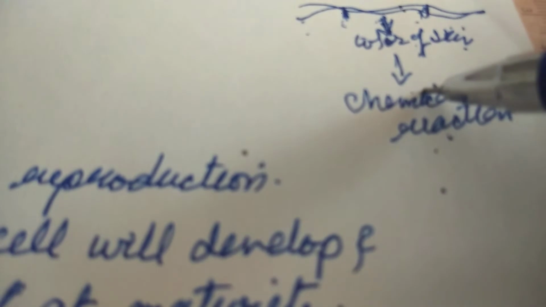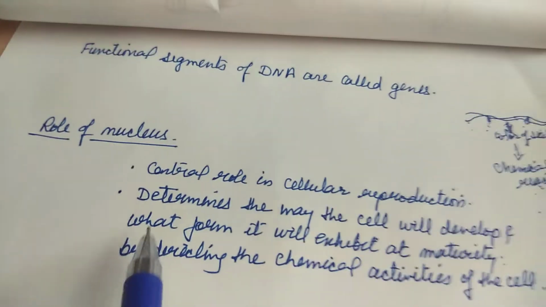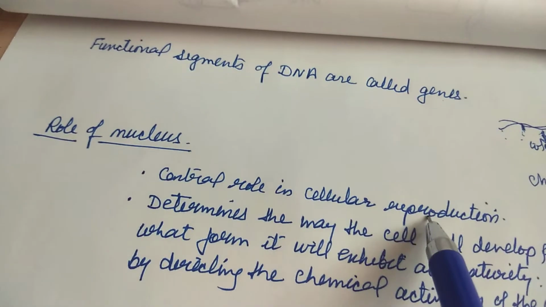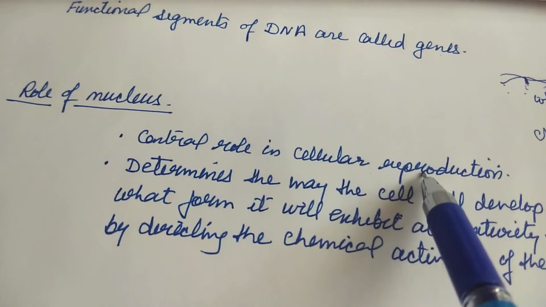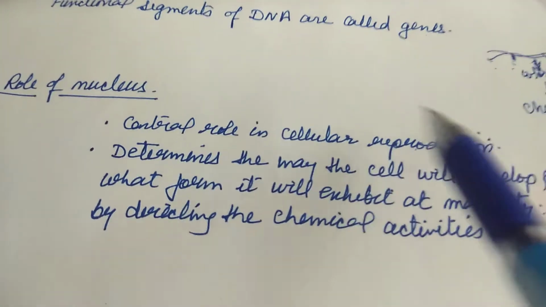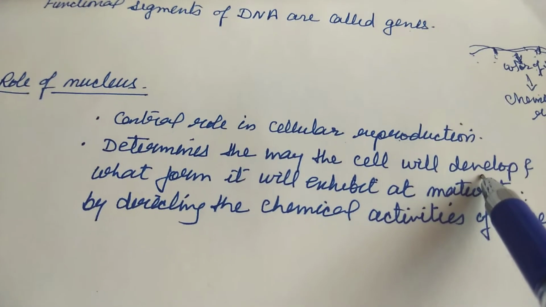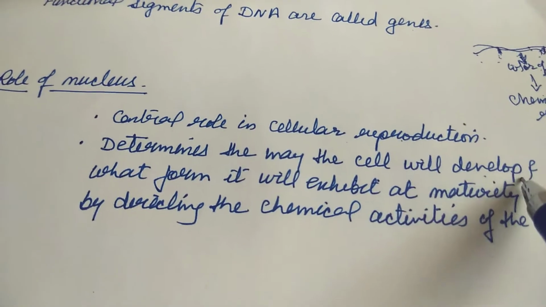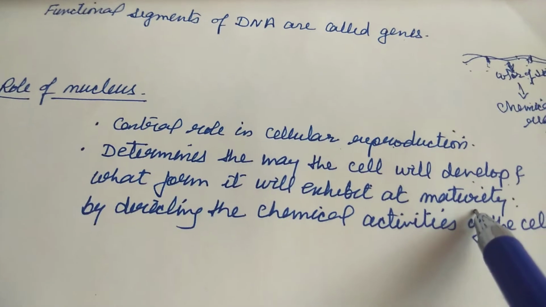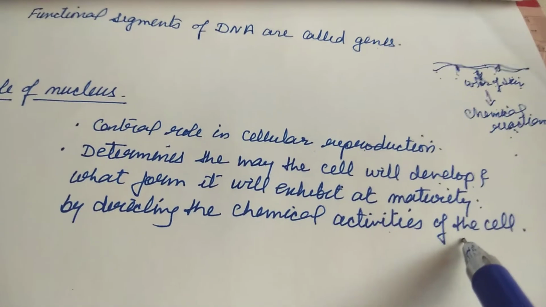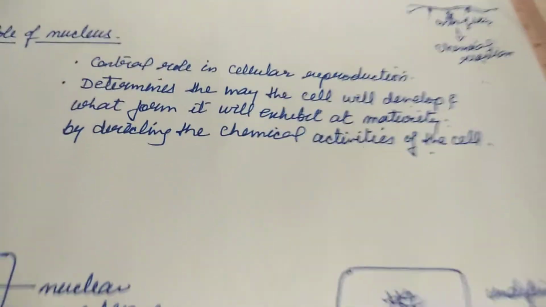From here something will be formed, that chemical will form. So who will control all these reactions is this. This is what we are talking about. First of all, the role of the nucleus is in reproduction. The cell divides from 1 to 2, 2 to 4, right? And secondly, it determines the way the cell will develop, in what form it will take, and what form it will exhibit at maturity. How? By directing the chemical activities of the cell. So I hope it is clear to you.